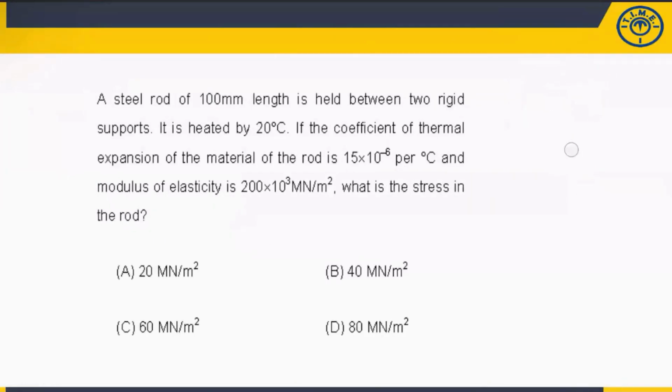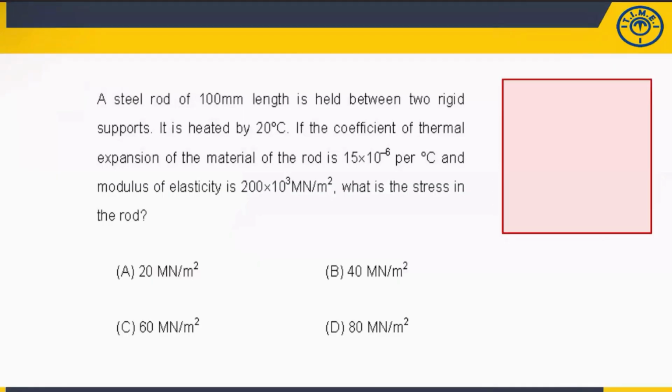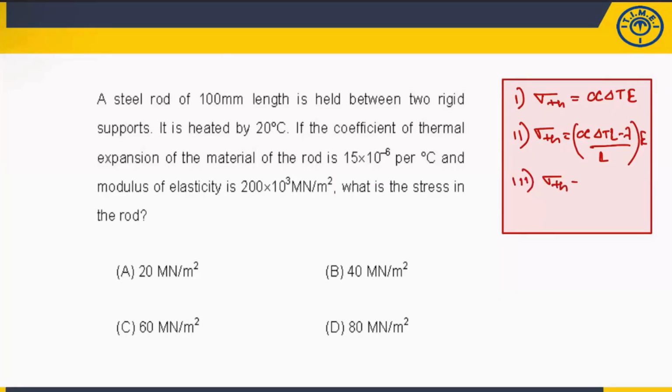So let me write down the 3 cases here. First formula you got: thermal stress is alpha delta T into E. Second one: thermal stress is alpha delta T L minus lambda divided by L into E. And the thermal stress value will be 0 in free expansion. Okay. Now try to solve this problem.